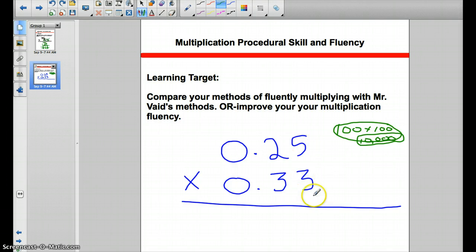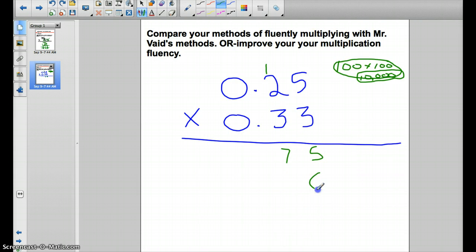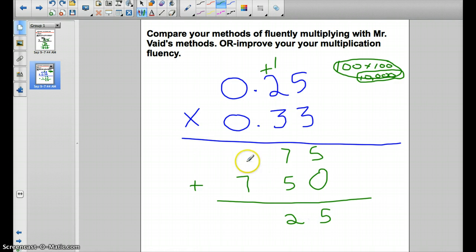Let's try it out. 5 times 3, 15. Carry the 1. 3 times 2, 6 plus 1, 7. 0 placeholder. Let me extend the page. 0 placeholder. 3 times 5, 15. Carry the 1. 3 times 2, 6 plus 1, 7. Add these values up. 5 plus 0, 5. 7 plus 2, 9.